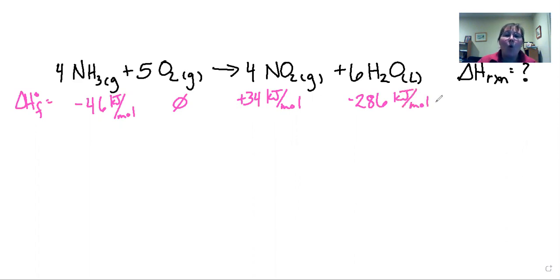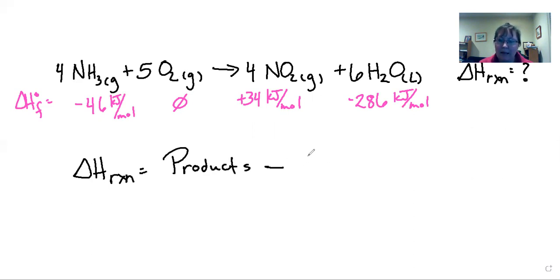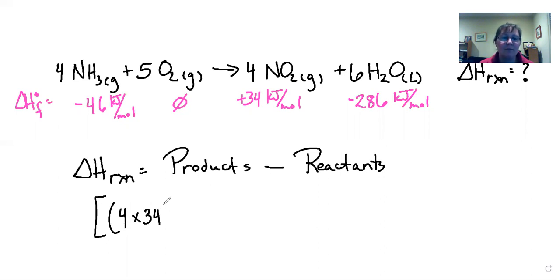Whenever we're finding our delta H of reaction, it is going to be products minus reactants. So products minus reactants. The way we do this now is we look at our products. We have 4 moles of our nitrogen dioxide, so this will be 4 times 34, plus the rest of our products, and that'll be 6 times negative 286.